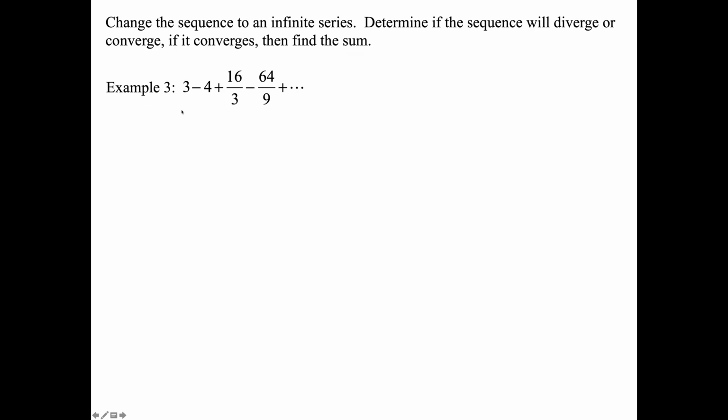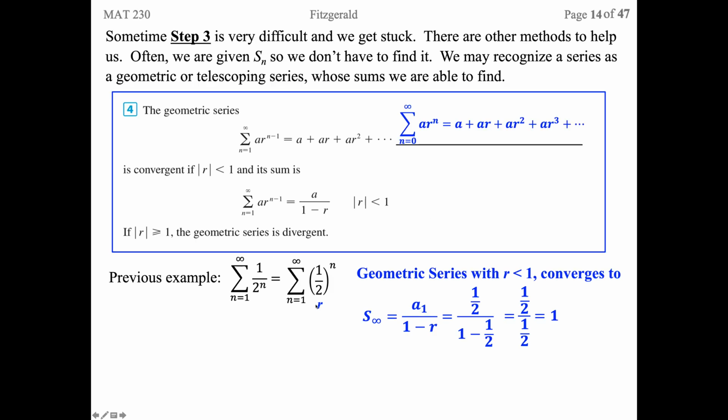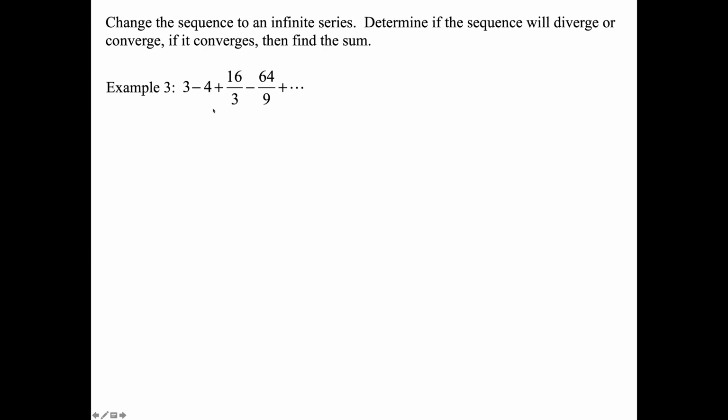All right, so here we have an example of a sequence, and we were trying to find this. It's going to add up to be infinity. So what we need to do is turn that into a summation problem so I can tell if it's a geometric series or not. Okay, so 3 minus 4 plus 16/3 minus 64/9 plus, it's alternating.